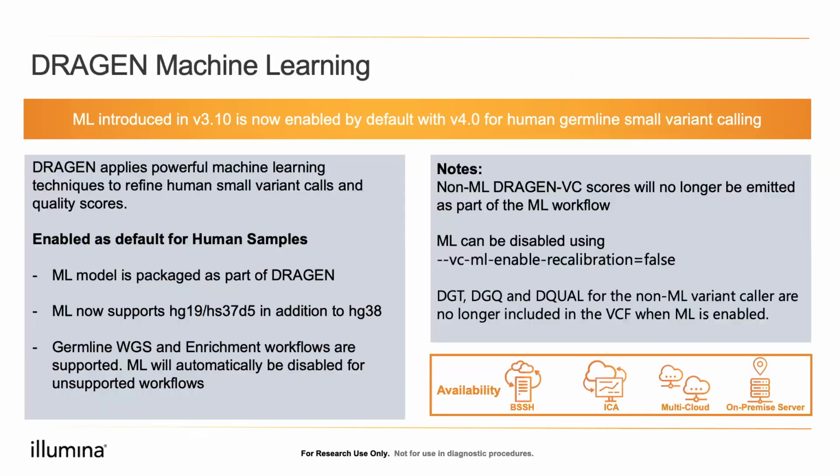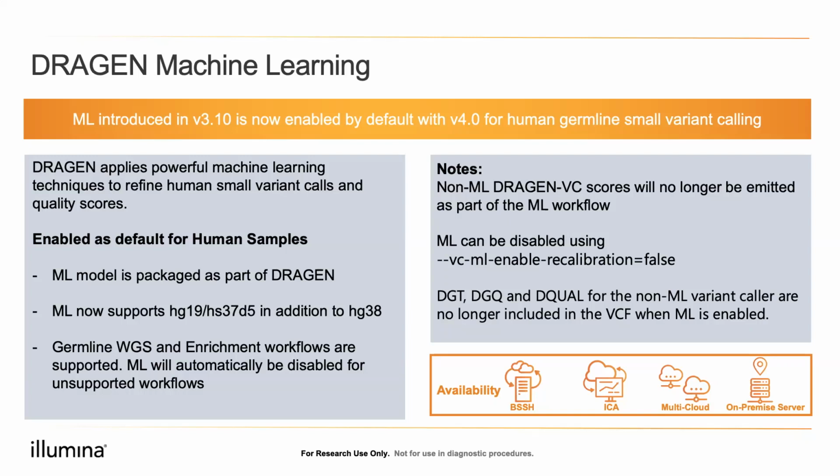There's some important things to note about this change. So the machine learning model is now packaged as part of DRAGEN. So it'll be part of that installer that you get with the DRAGEN version 4.0 software. We now support HG19, HS37D5, in addition to HG38. The germline WGS and enrichment workflows are supported, and machine learning will automatically be disabled for unsupported workflows.